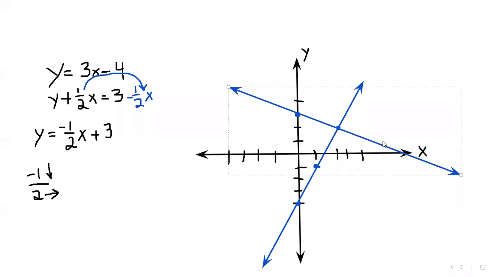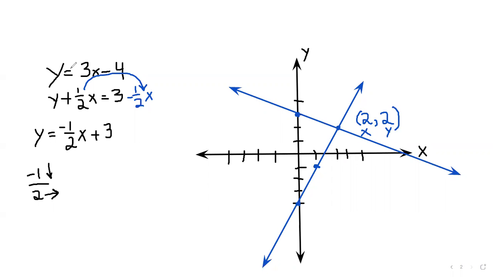Notice where they intersect, where they hit each other, is right there. And that is the point 2, 2. Kind of use your imagination. So where they cross is 2, 2, just like that. Now, again, you should take the time to put these numbers, this is X and this is Y, back into these equations and see if they work.